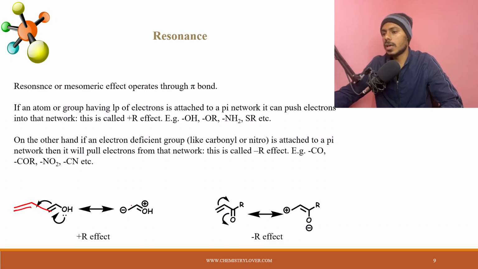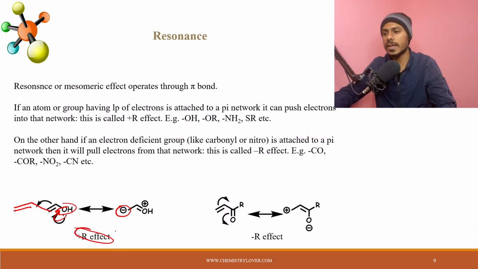Okay, so whenever a pi bond is directly attached to a group like OH or NH2 which is having lone pair, what will happen? It will push its lone pair into the pi system, and that will induce negative charge at the terminal, right? So it is pushing electron, and that's why it is called plus R effect or plus resonance effect, right?